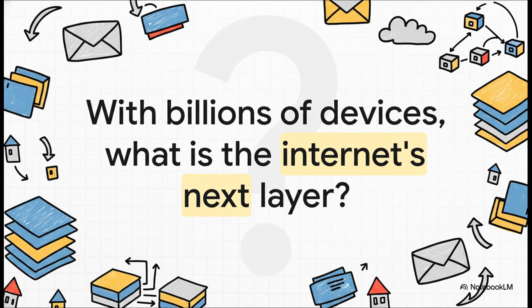You know, this incredibly elegant, layered system was designed way back in the 1970s, long before anyone could have imagined a world with billions of connected devices in our pockets, on our wrists, and in our homes. It's been amazingly resilient, but it really leaves us with a huge question. As our world gets even more connected, what will the next evolution, the internet's next layer, even need to look like?